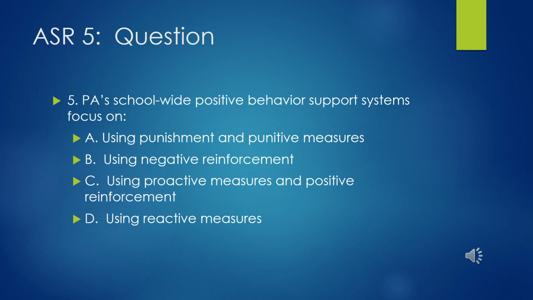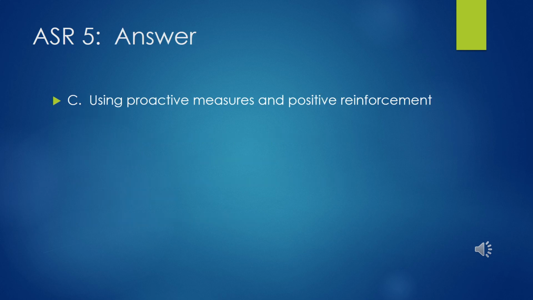Okay, ASR number 5, our question. PA's school-wide positive behavior support system focuses on A, using punishment and punitive measures, B, using negative reinforcement, C, using proactive measures and positive reinforcement, or D, using reactive measures. And the answer is C, using proactive measures and positive reinforcement.